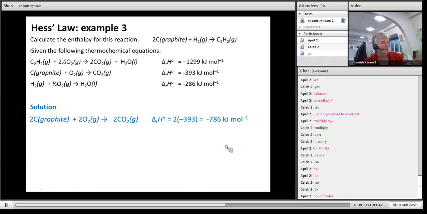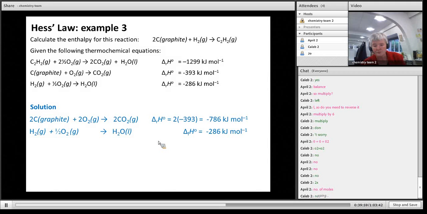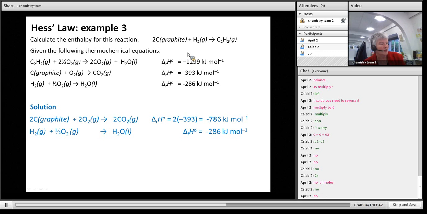Right, there's the next one. I need hydrogen on the left-hand side, and there it is. And do I multiply that by any factor? No, because I need only one hydrogen. I've only got one hydrogen there, and it's given as one hydrogen. And then the final equation is this one. Do I need to do anything with this first equation of the given ones? Do I need to multiply it by a factor or reverse it or what?